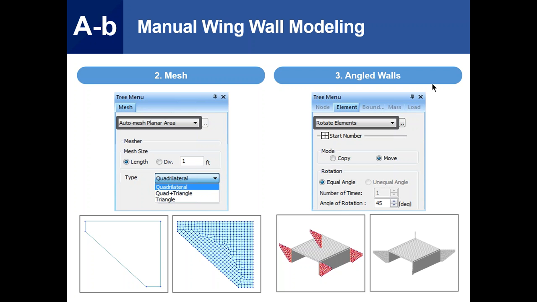The second portion is, what if the wing wall isn't perfectly perpendicular, which is the way the wizard creates the model for you? What if the wing walls are not perfectly at an angle? What if it's at a skew to the structure? That's another commonly asked question, and for that portion too, I'll be showing you in the program, demonstrating.